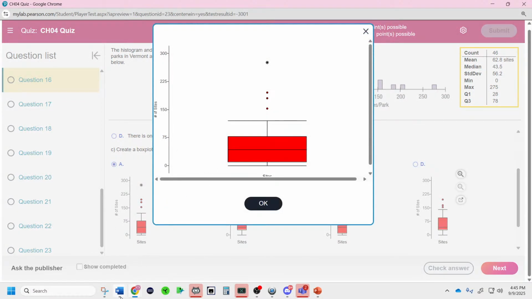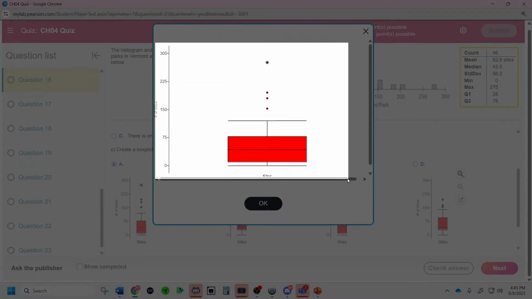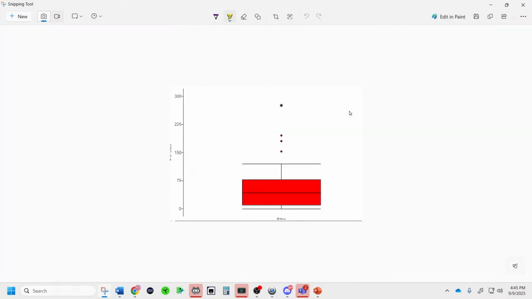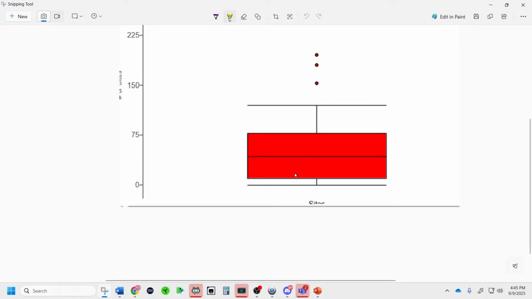Does this Q1 look to be a third the way up? Yes or no in the chat. Do you see where Q1 is at? Does that look to be a third the way up this? Because this should be at 28, which is over a third up it. Does that look right or wrong?